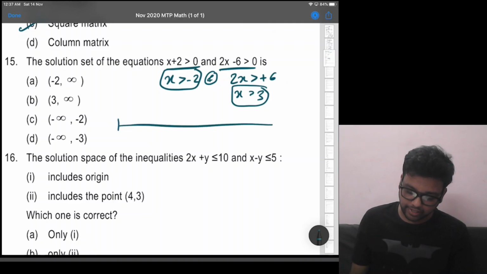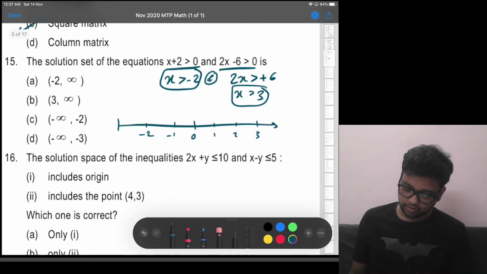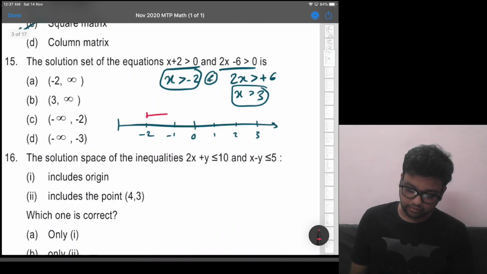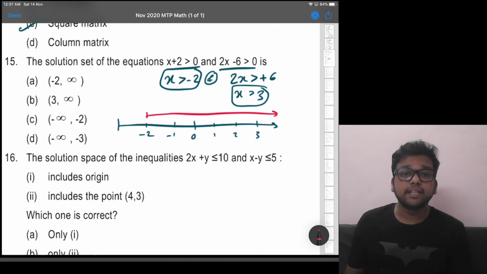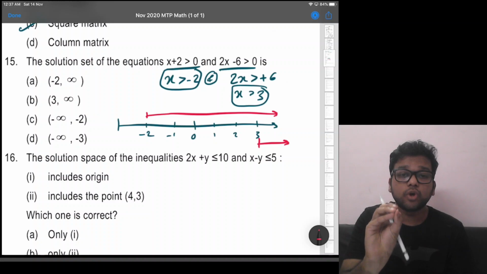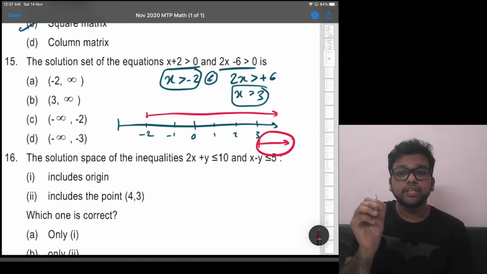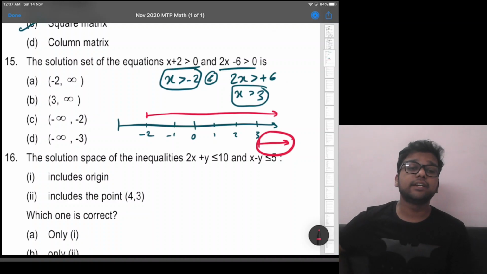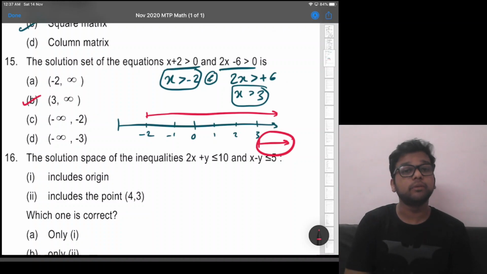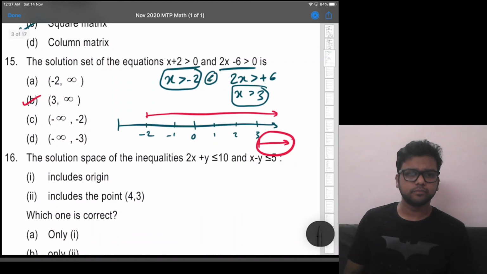Now understand, x is greater than minus 2 and x is greater than 3. If we draw a number line, x is greater than minus 2 means what? That is this region. And x is greater than 3 means what? That is this region. We want the solution, that means we want the common region. So if you understand, the common region is only this much. So what is the common region? 3 to infinity, which is option B. Got it? So it was a different one, good one.